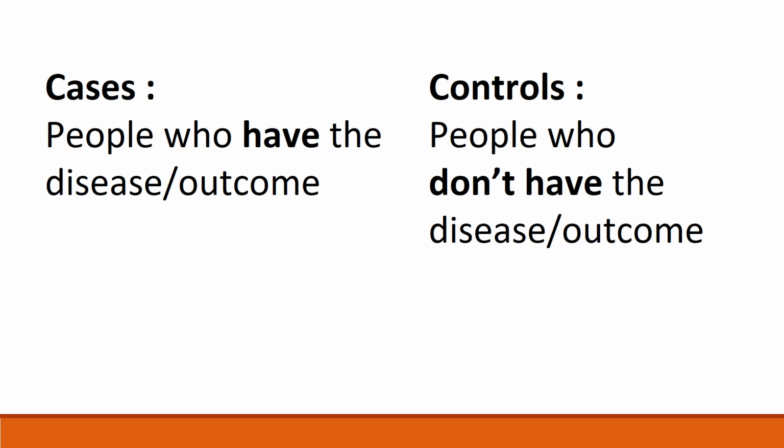When selecting cases, incident cases, or people who have been newly diagnosed within a recent time period, are much more preferable. This is because prevalent cases are likely to have the disease for a longer time. This might make it harder to assess the exposure prior to the disease. Furthermore, when selecting controls, they must be selected from the same population so that they are also exposed to a similar set of conditions as the cases.